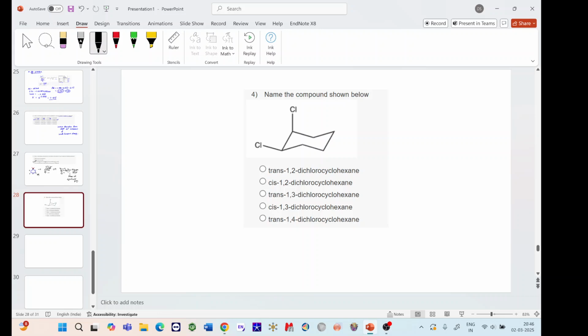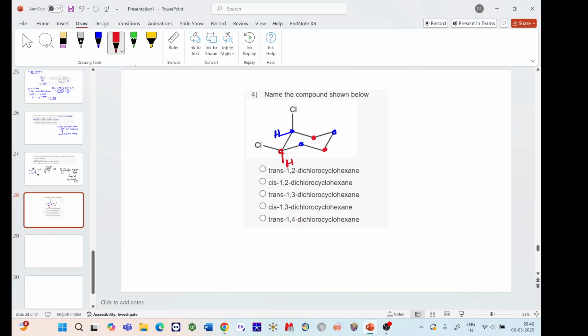Name the compound shown below. Anyone wants to try? See, this is top of the plane. This three, this is in the axial. Then you have another one on the equatorial part, right? This is down below the plane. This is equatorial means on the top. So you have another one here, hydrogen.